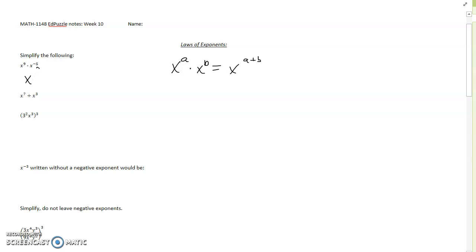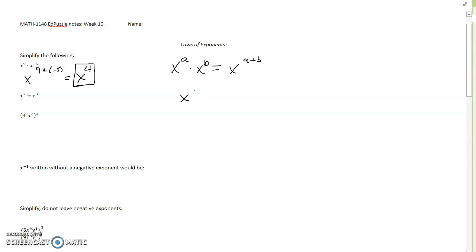So it's going to be x to the 9 plus negative 5. And 9 plus negative 5 is 4? Sorry, it's late in the day. So this would be x to the 4th. So if we multiply them, we add the exponents.